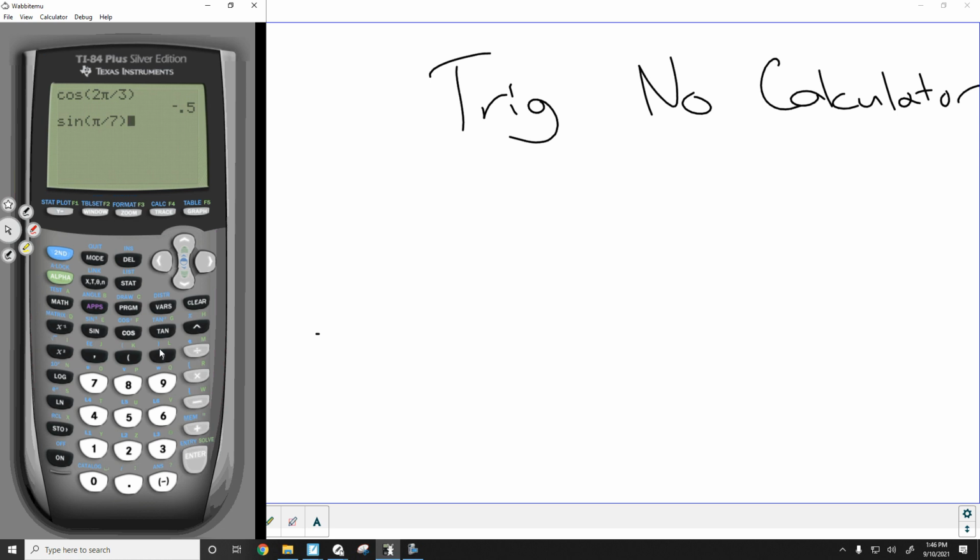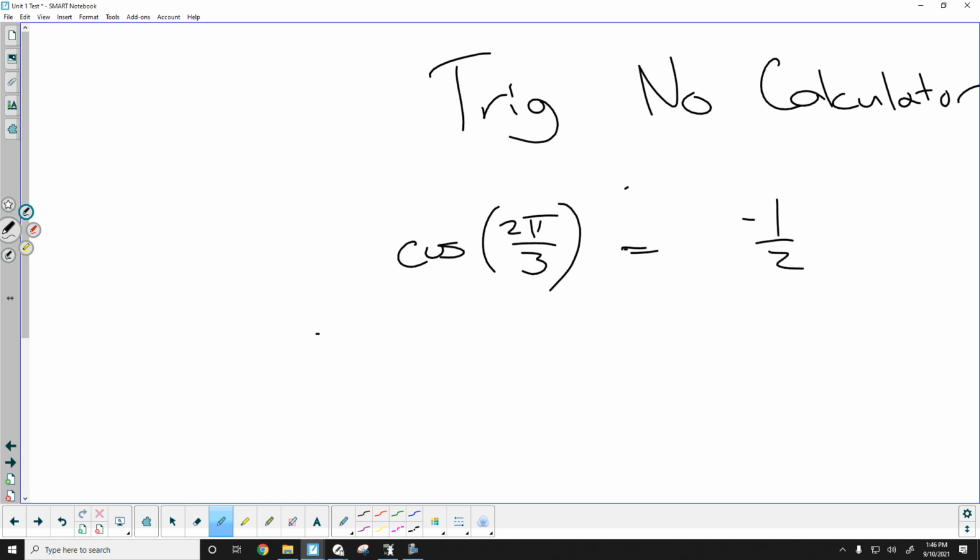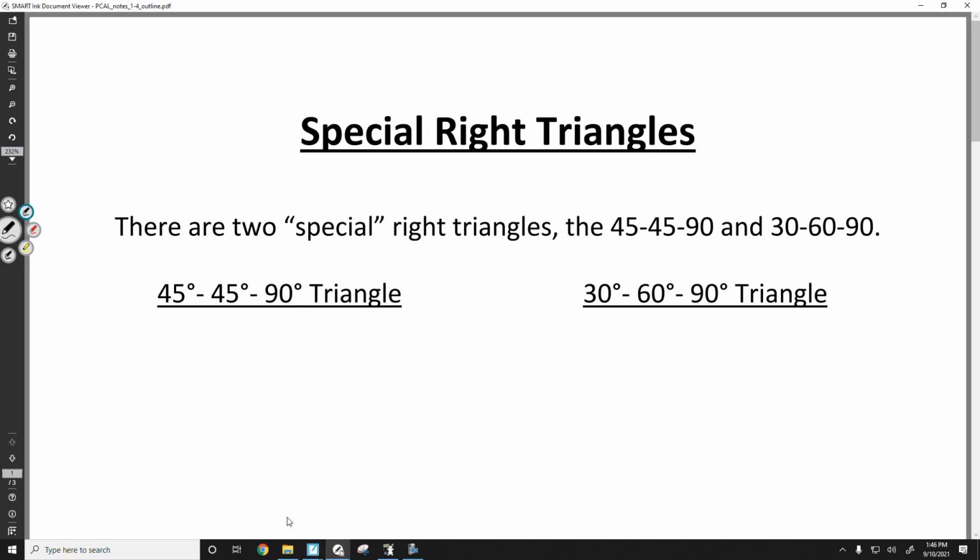Okay? Here are the two things you need to be prepared to do to be able to answer the cosine of 2 pi over 3. And I'm going to ask you this question next class: it is -1/2. Okay? First thing is we're going to focus our attention on two triangles that create 3 different angles that we're going to worry about.